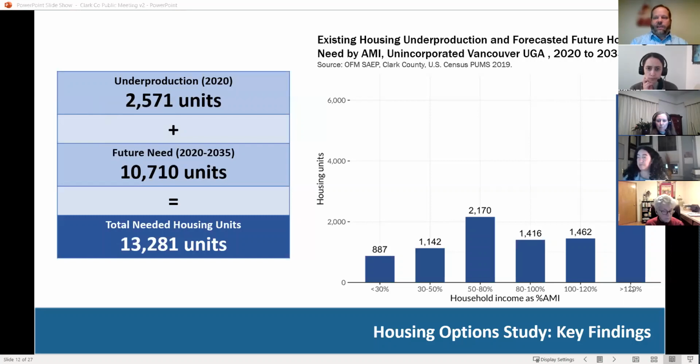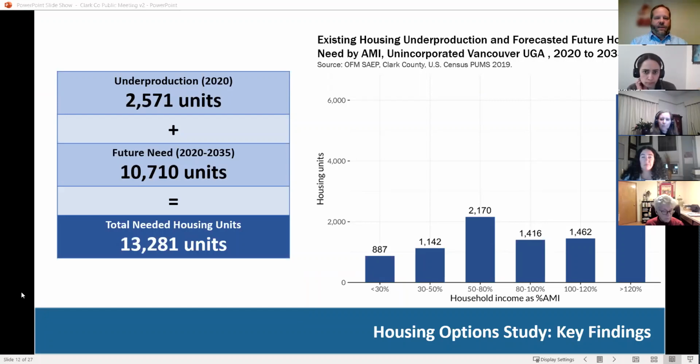And we know that the market typically takes care of people in this income range. What the market does not take care of as well is folks in the 0 to 80% for sure, and even in the 80 to 120% AMI range. So that's some of what we're basing our recommendations on.